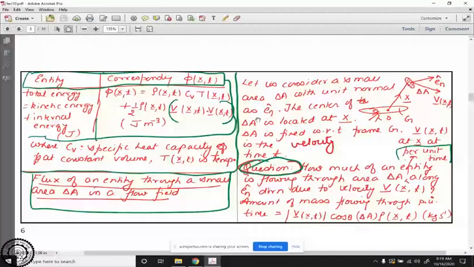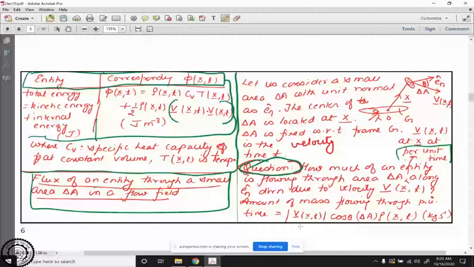Okay. So I want to write an expression for that. I am taking a specific example of mass being the entity here. So the amount of mass flowing through, I am writing like this, and I hope this makes sense: Vxt cosine theta, where theta is this angle, times delta A times rho xt. This is the mass that is crossing this small delta A area in the direction of En per second.